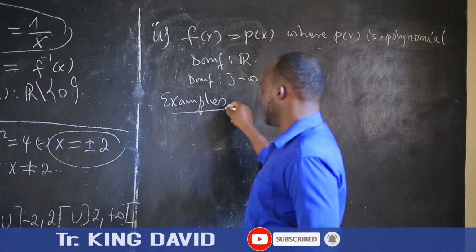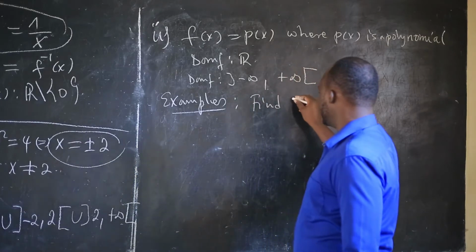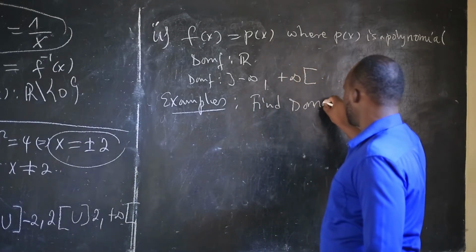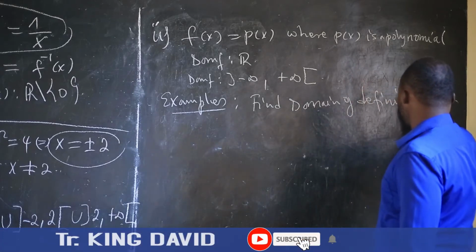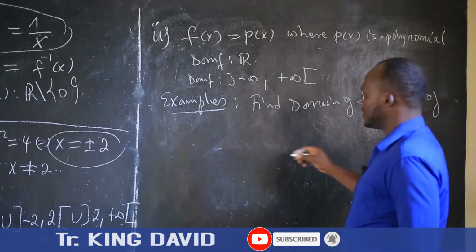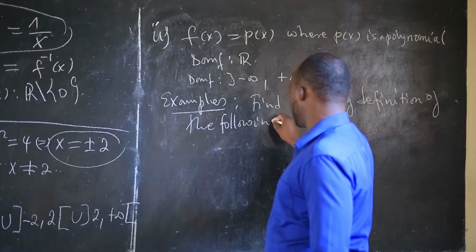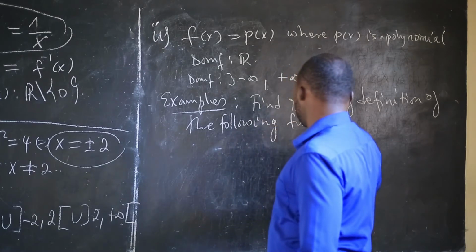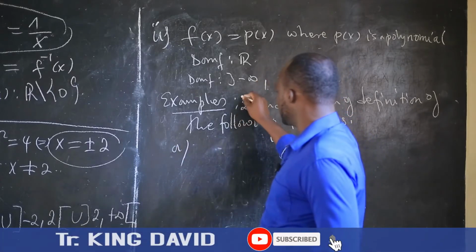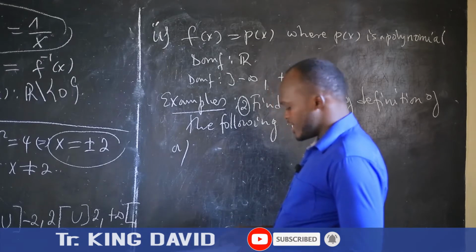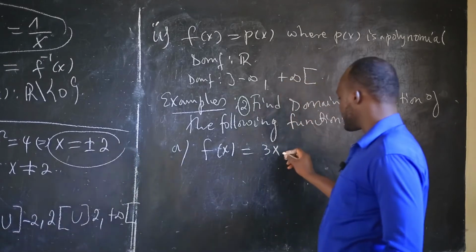Examples. Let us see examples. It is saying find domain of definition of the following functions. So we have A, this is like example number 2. Our A is saying f of x equal to 3x minus 1.